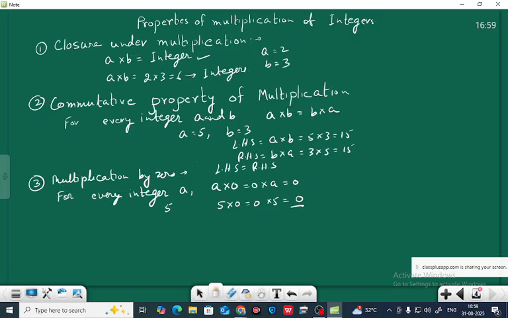Now there is another thing, that is multiplicative identity. Now 4 is multiplicative identity.